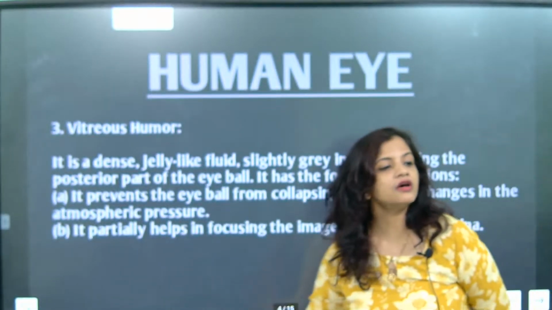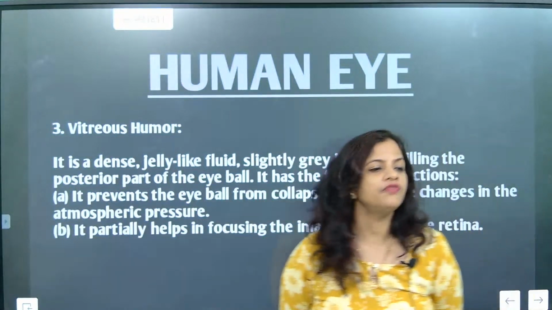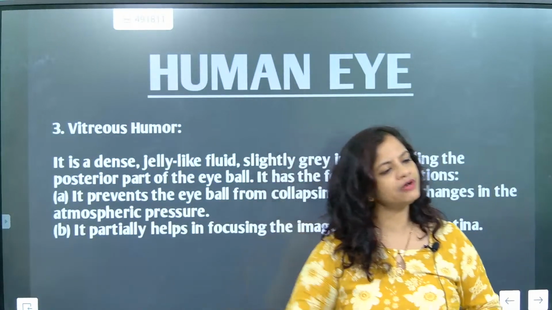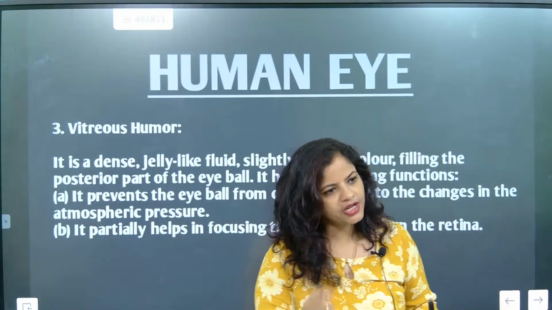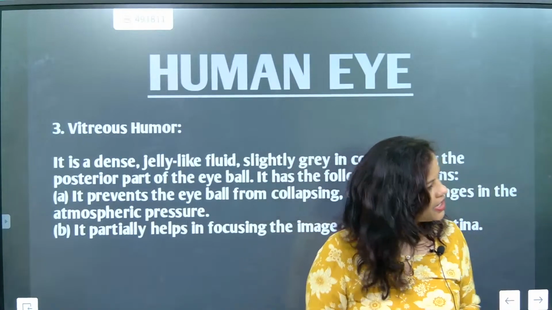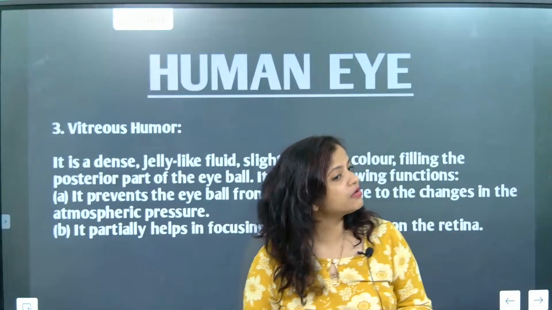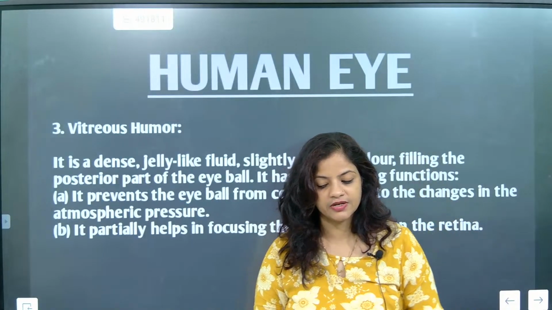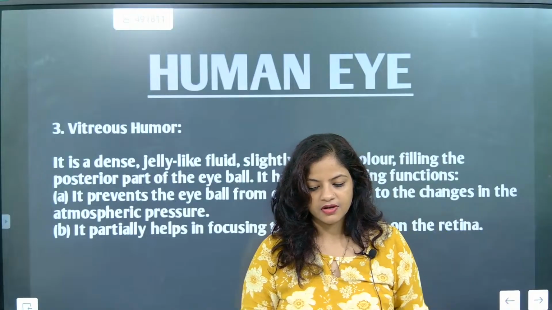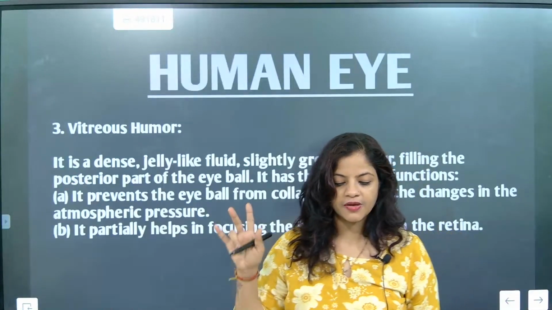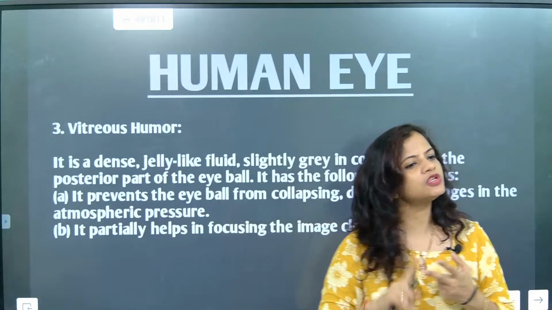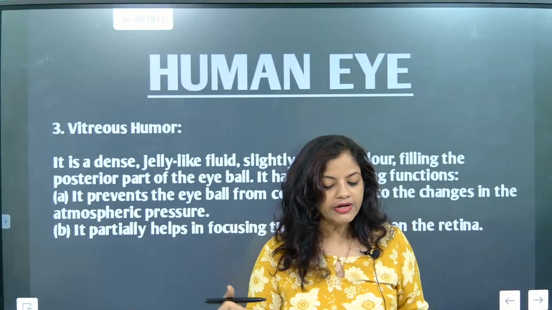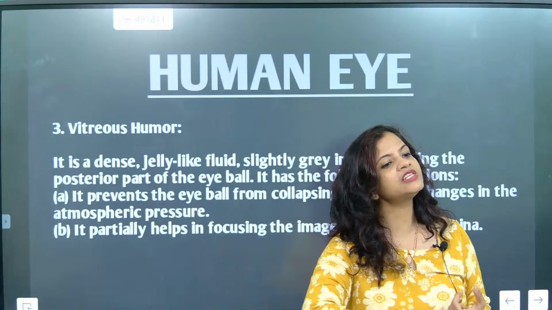After that, we learned about aqueous humor and vitreous humor. We came to know that aqueous humor and vitreous humor are two fluids that are present inside the human eyeball. Where is vitreous humor located? Anterior region or posterior region? Very good. Vishal, good morning. Anterior region or posterior region? Posterior region.